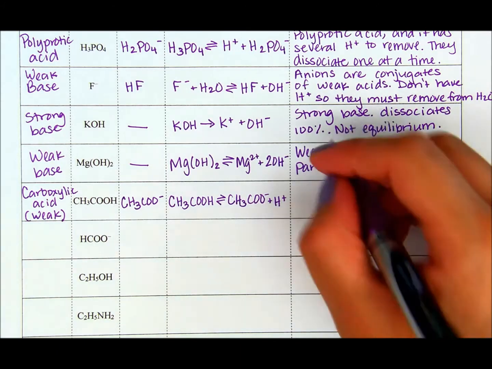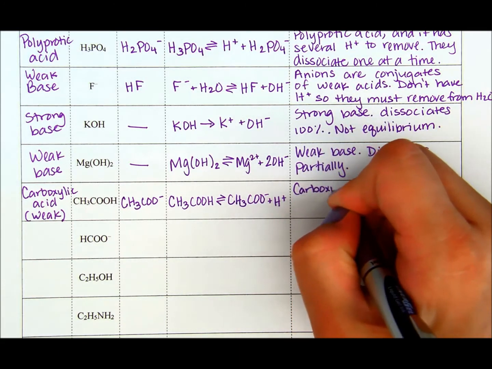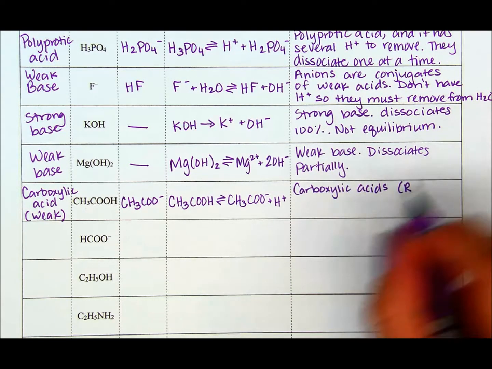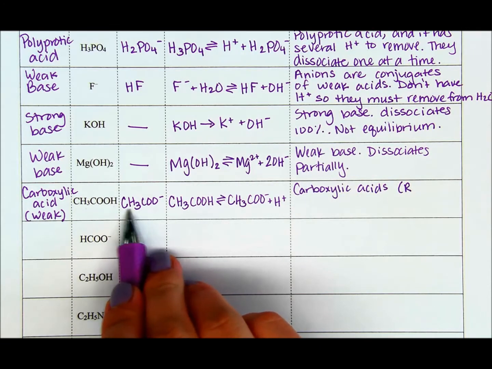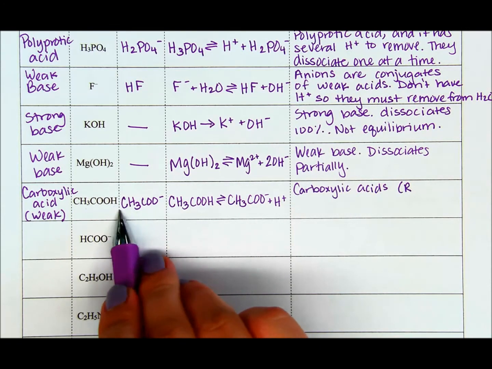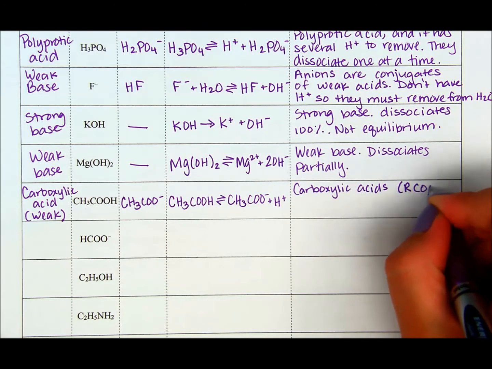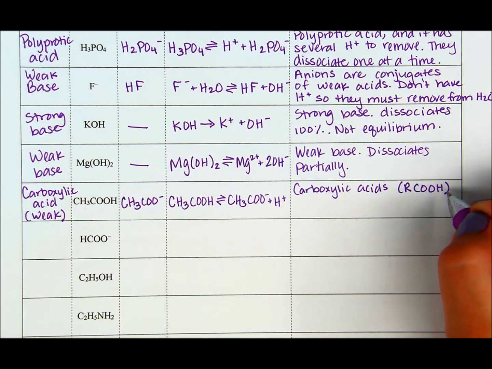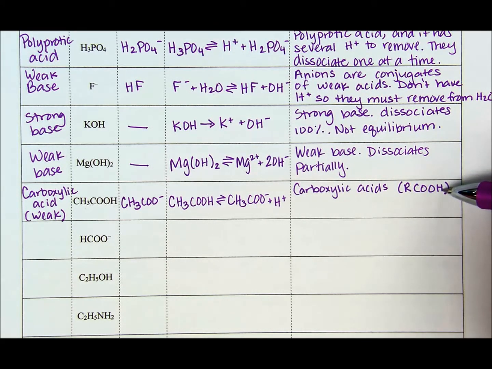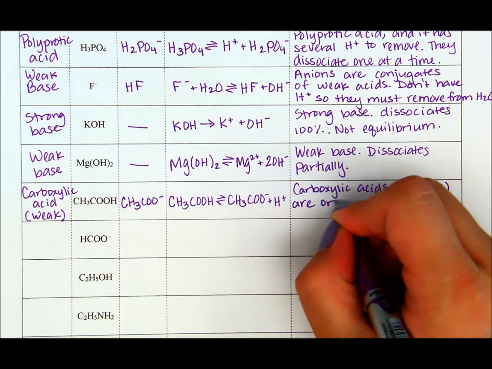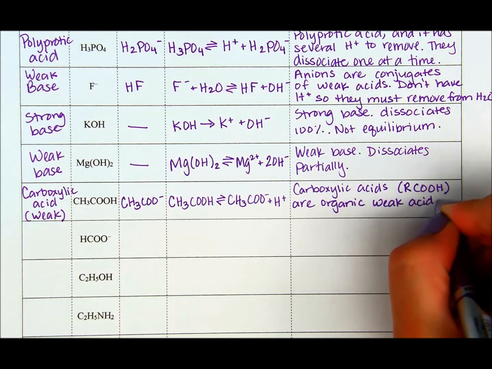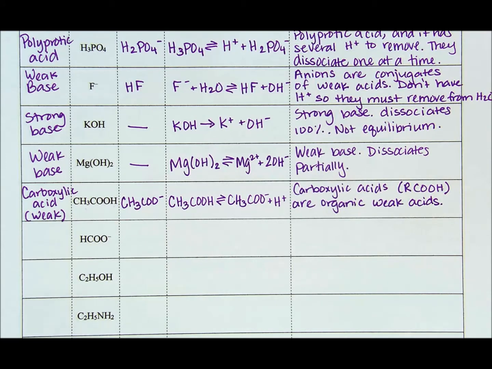So carboxylic acids have the form R, so it can be CH whatever. There can be many C's, many H's. R, COOH. So memorize that. Know that that's a carboxylic acid and it's weak. Know that that's the hydrogen that comes off. These are organic weak acids. And if you took AP Bio, you might remember that, because that's important in AP Biology.